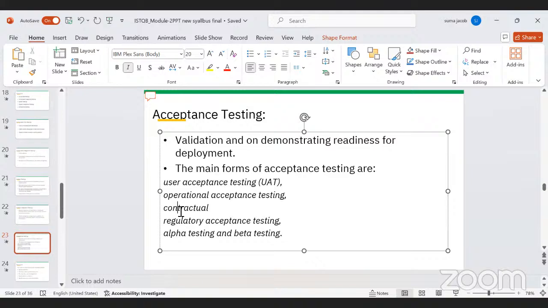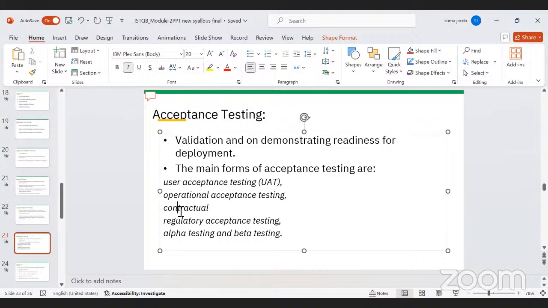So any regulatory testing is to be done based on the domain in which the application is being developed. The regulations could be government, legal, medical, or safety. We have to do testing and make sure that this application abides by those regulatory boards. That is regulatory acceptance testing. Again, this will also be done by independent testers or by the regulatory agencies.